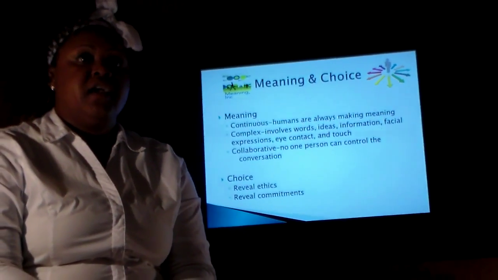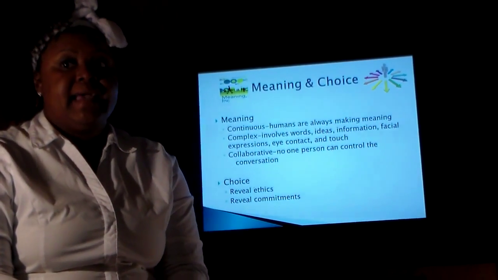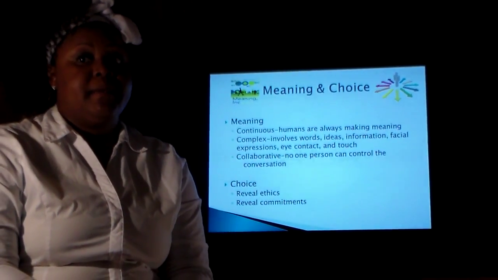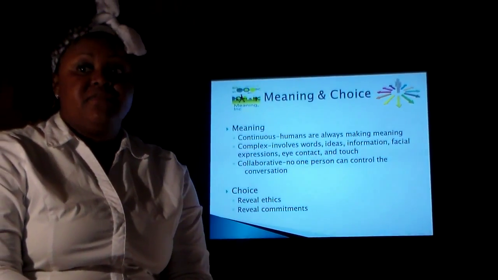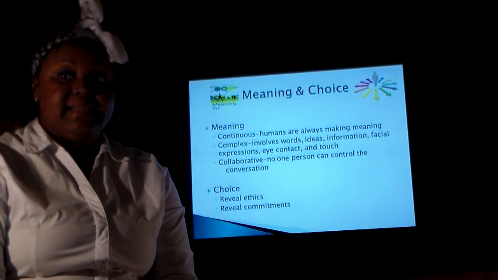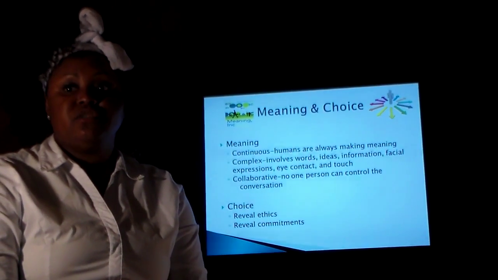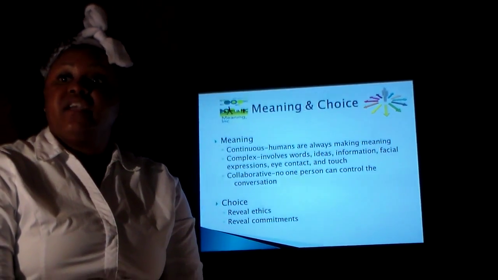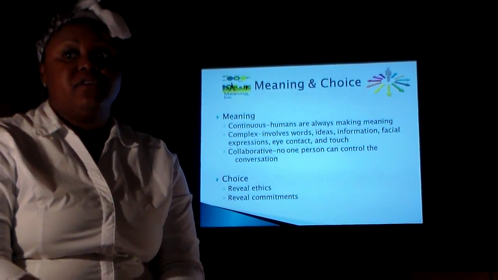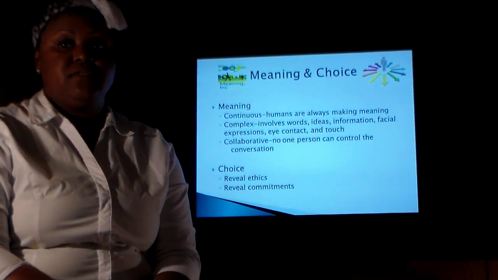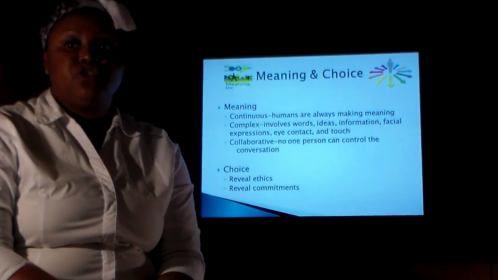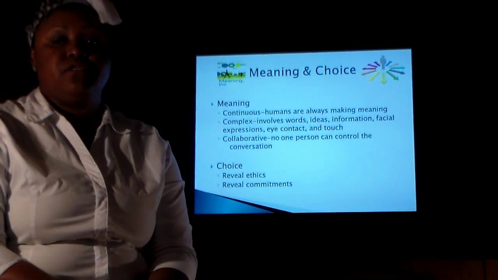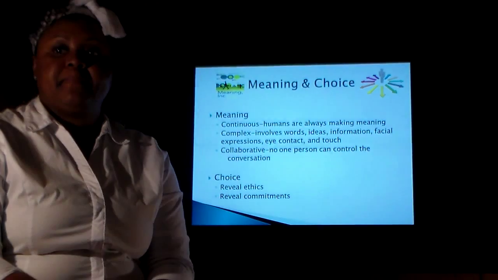Meaning and choice. First, we'll talk about meaning. Continuous is defined because humans are always making meaning. Complex is defined as involving words, ideas, information, facial expression, eye contact, and touch. Collaboration is no one person can control the conversation. That's what that means. And now we'll talk about choice: revealing ethics and revealing commitments. That's what the choice is about. Next slide.